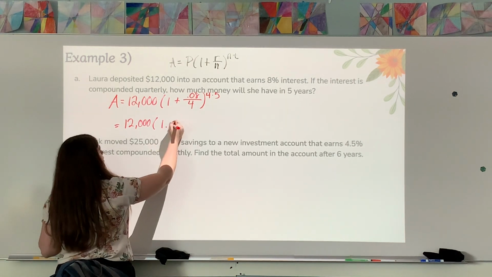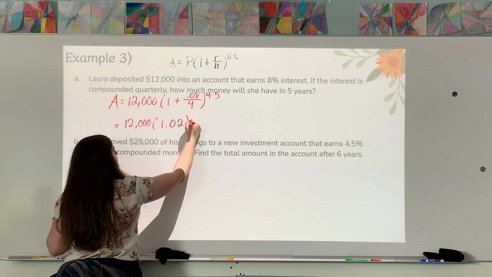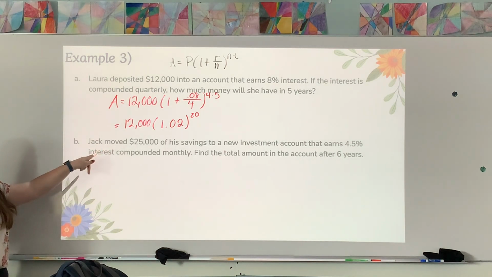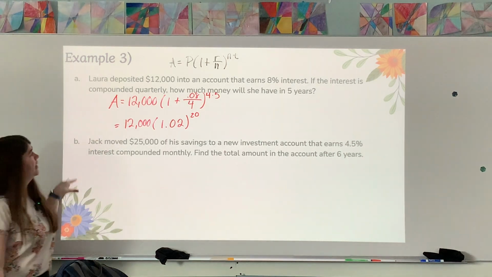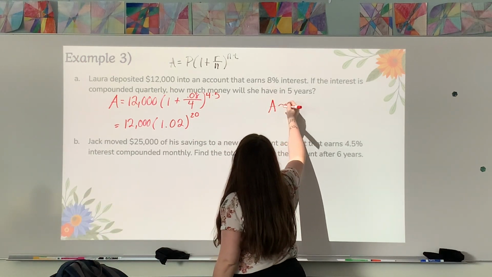0.02. Wait, it's 0.08. My bad. To the power of 20. So in the calculator, we're going to type in 1.02 to the power of 20, and then we're going to multiply that by 12,000, and that gives us how much money in the account after 5 years.